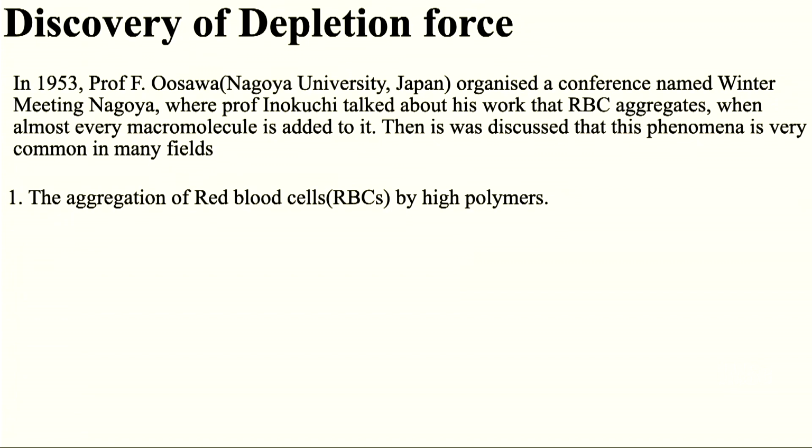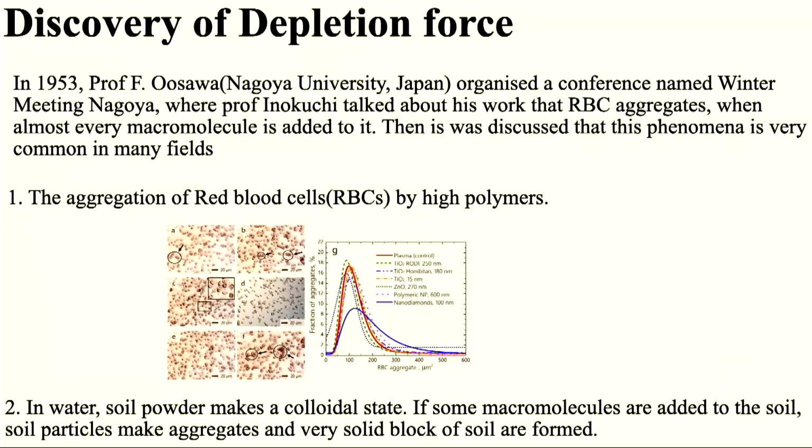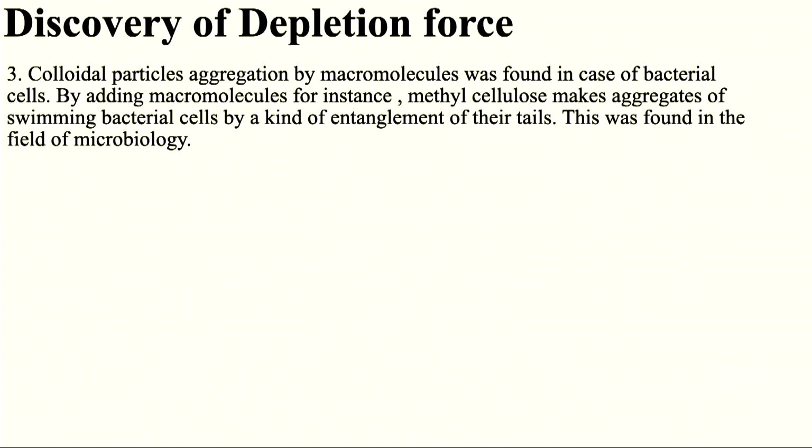What he saw was that this kind of phenomenon is very common in many fields. I'm giving some examples. For example, in the aggregation of red blood cells in high polymer, these kinds of things were known at that time as well. As you put high polymer in a solution where RBCs are present, the RBCs will phase separate from it. And in water, soil powder makes a colloidal state. If some macromolecules are added, the soil particles will aggregate, and the soil will form a solid block. There are a few other examples as well.